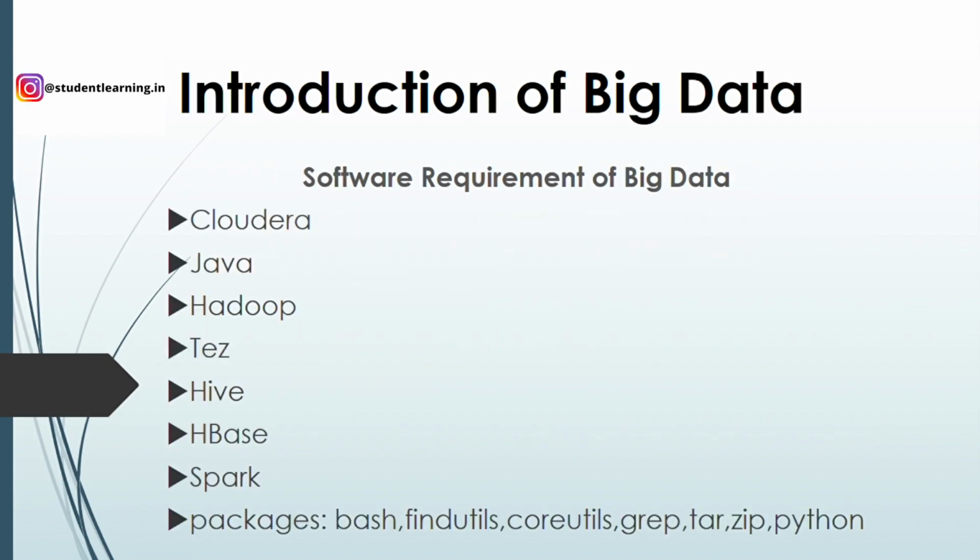Now come to the software requirement of big data. In terms of big data, there are open source tools available in the market like Cloudera, Java, Hadoop, Tez, Hive, HBase, Spark, and there are a lot of packages available like Bash, FindUtils, CoreUtils, Grep, Tar, Zip and Python.